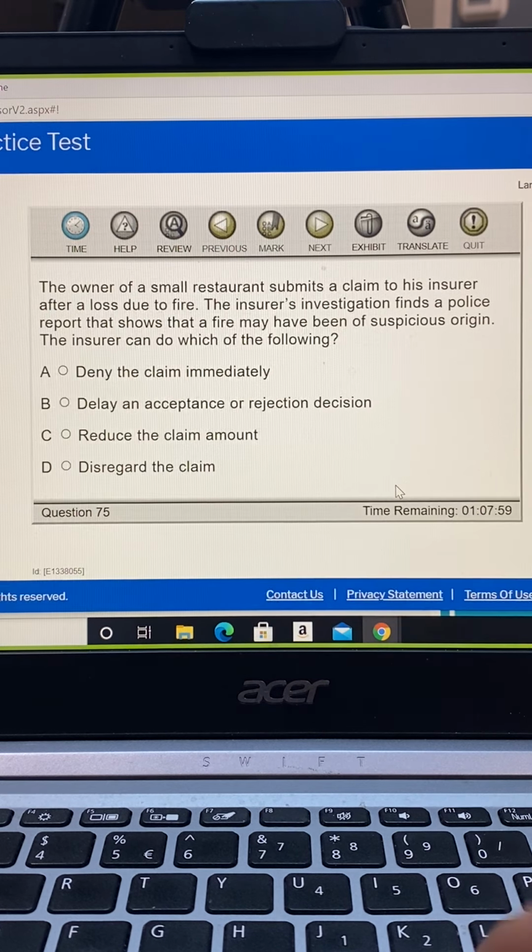The owner of a small restaurant submits a claim to his insurer after a loss due to fire. The insurer's investigation finds a police report that shows that the fire may have been of suspicious origin. The insurer can do which of the following? Deny the claim. Delay an acceptance or rejection decision. They can also deny the claim too. Okay.